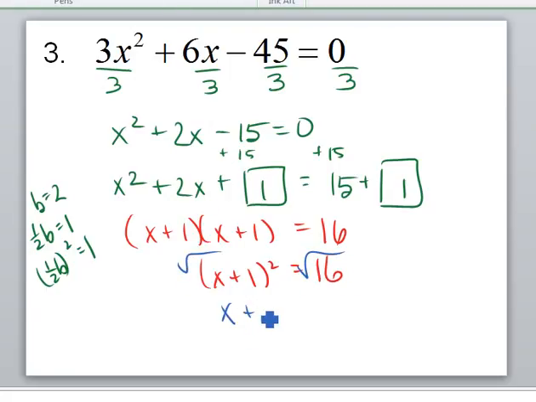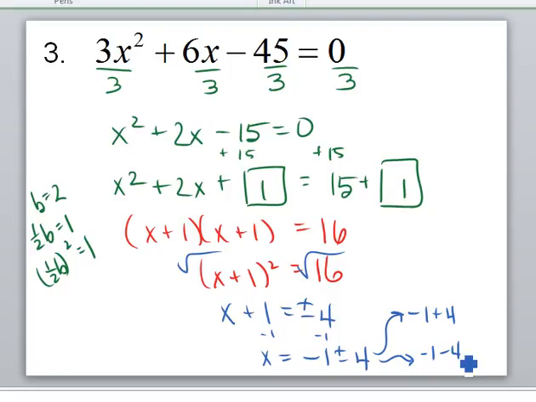So I get x plus 1 is equal to plus or minus 4. Subtract 1 from both sides, x is equal to negative 1 plus or minus 4. So I've got negative 1 plus 4 and negative 1 minus 4. This gives me the answer of 3, and this will give me the answer of negative 5.